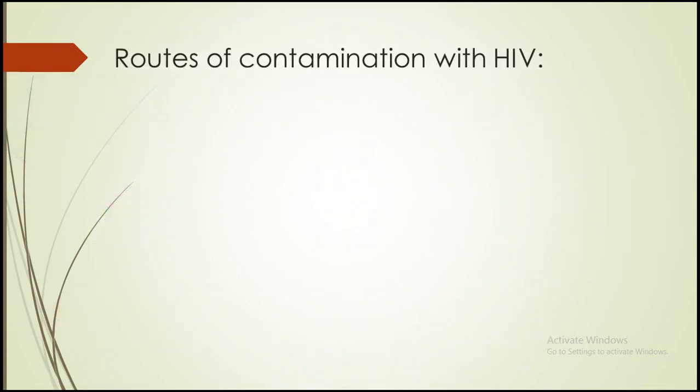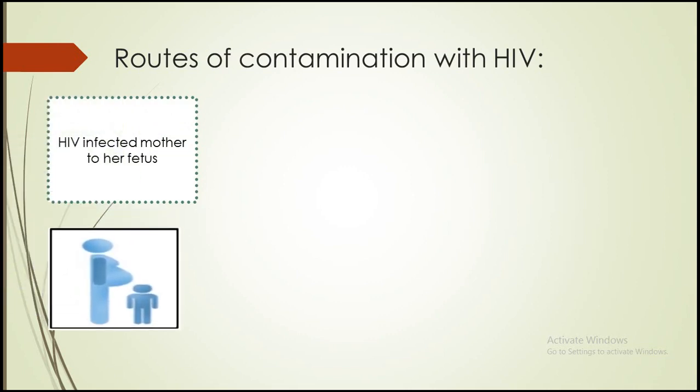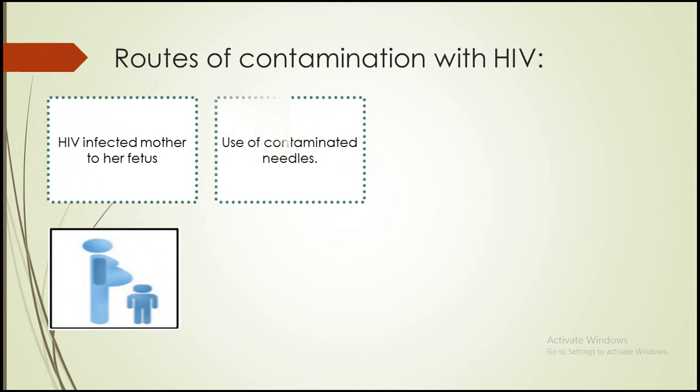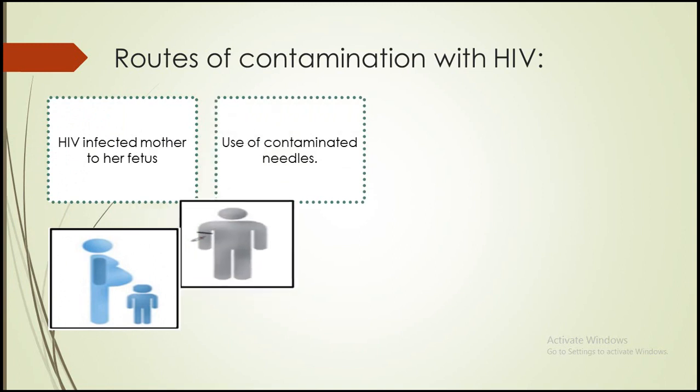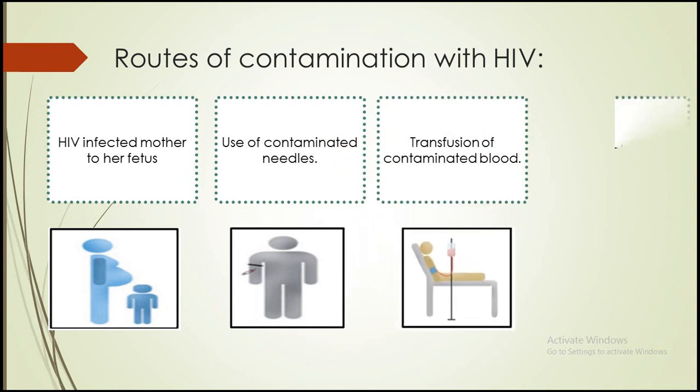Routes of contamination with HIV, or the ways of contamination of HIV. How is HIV transferred from one individual to another? HIV is transferred from an HIV-infected mother to her fetus. It is transferred by the use of needles contaminated with HIV. It is also transferred by transfusion of contaminated blood, a transfusion of blood from an infected individual to a healthy individual. And also by sexual relations.